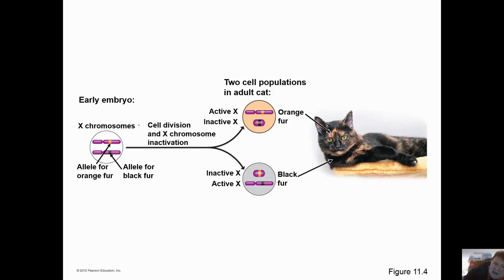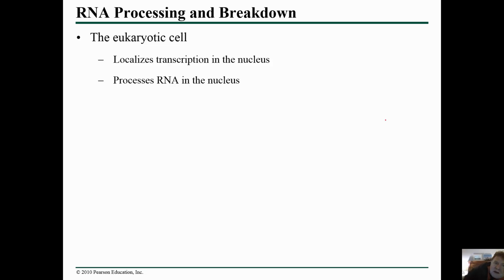What we see in cats is that we have an X chromosome for orange fur and an X chromosome for black fur. Depending on which of these X chromosomes is turned on and off, we get a different coat color in the cat, and we can see this in the cats. RNA processing and breakdown in eukaryotic cells.